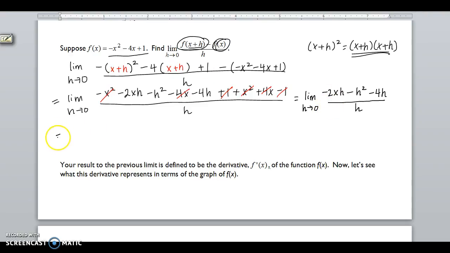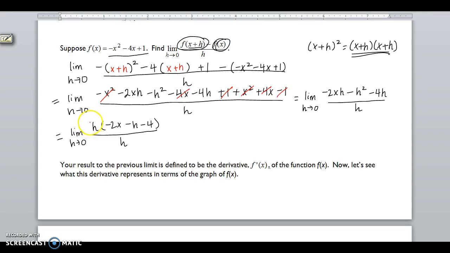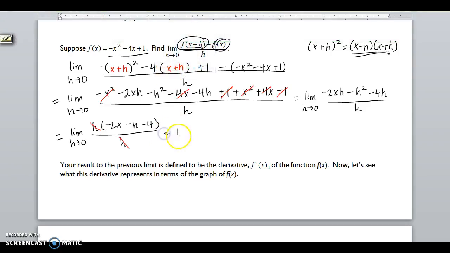And so what we want to do is factor out an h. Limit as h approaches 0, h times negative 2x minus h minus 4, all over h. And once we factor that out, we can see now we can actually cancel out the h's from top and bottom. So we have now just the limit as h approaches 0 of negative 2x minus h minus 4.